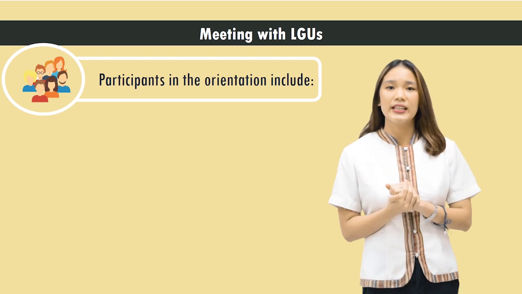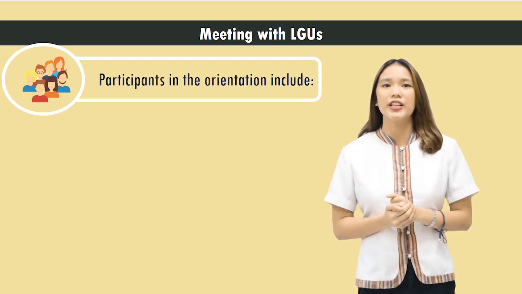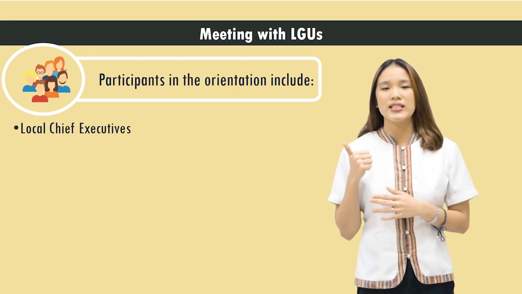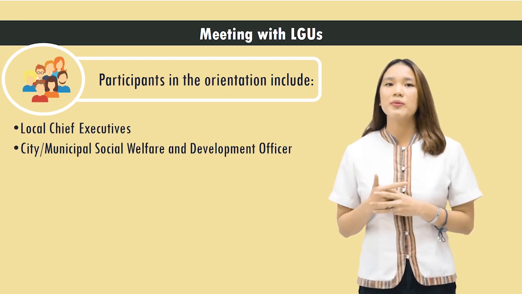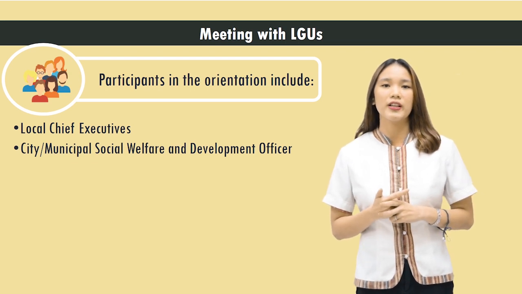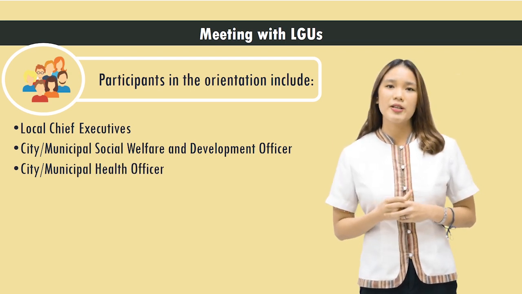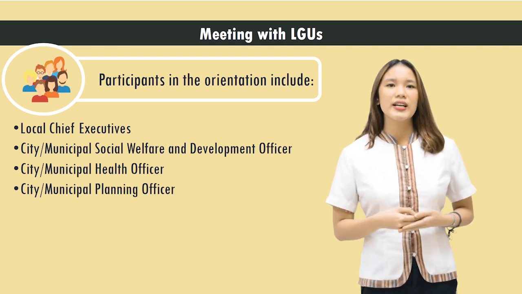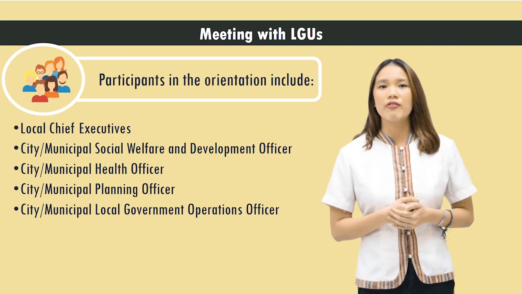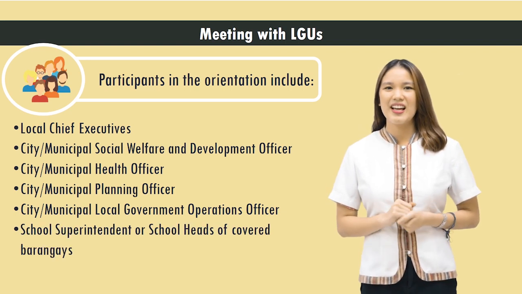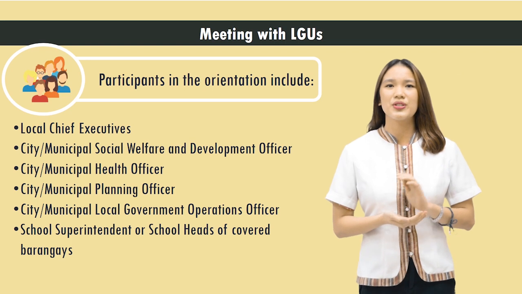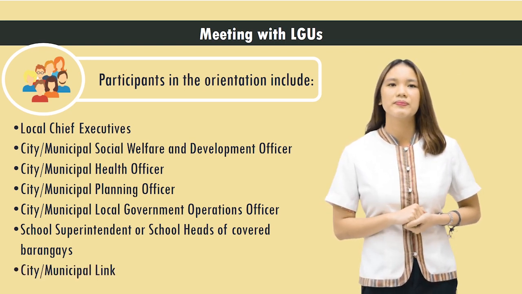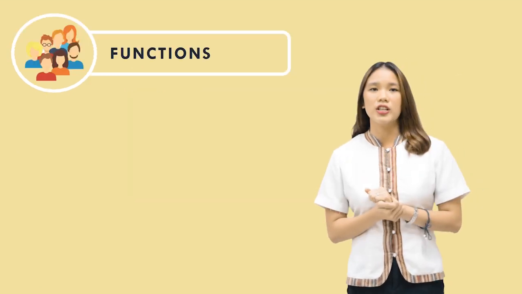So there will be a city or municipal advisory council composed of the local chief executive to act as the chairperson, the city or municipal social welfare and development officer, the city or municipal health officer, the city or municipal planning officer, the city or municipal local government operations officer, the school superintendents or the school heads of the covered barangays, and the city or municipal link. But what will be their function?